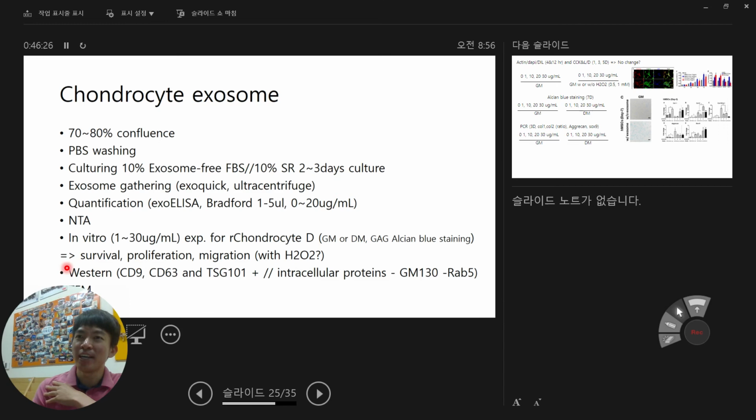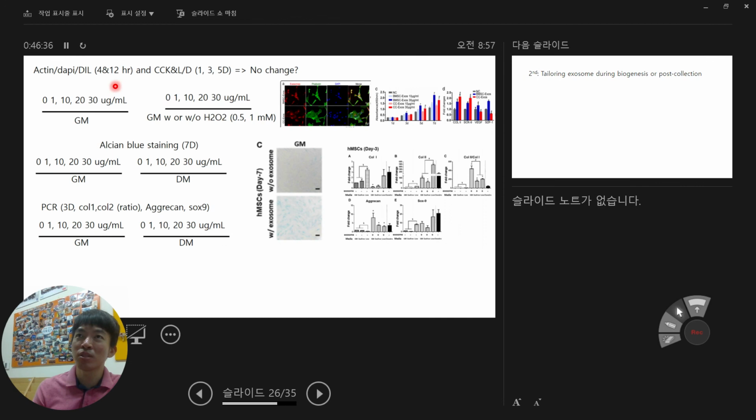In the Western blot, the markers of positive exosome should be present, and intracellular proteins should be negative. And then we can also check TEM. So this is my suggestion about how we confirm the chondrocyte exosome for chondrogenesis. With growth media, checking their normal biocompatibility, and under H2O2 condition, we can check their cell salvage effect, and with Alcian blue staining under GM or differentiated media, we can check their chondrogenic effect, and also check their PCR and other things. And we can show it like this. Thank you.